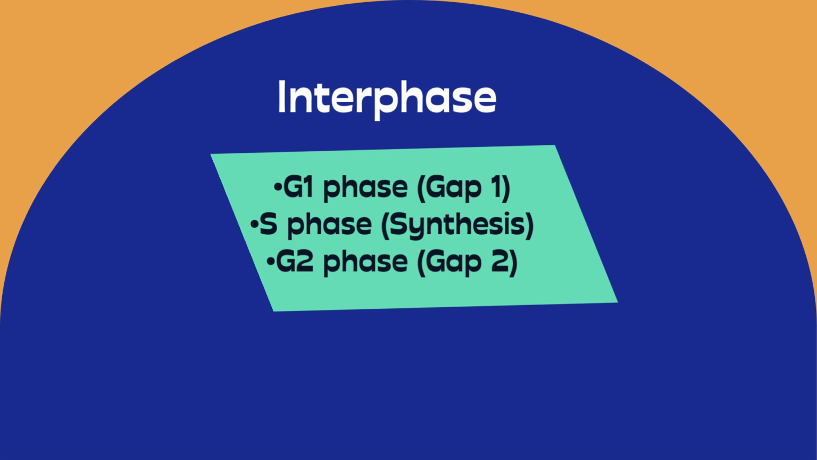It has three parts. What is G1? What is gap 1? In gap 1, the cell grows bigger and makes proteins. In S phase, in synthesis phase, the cell copies its DNA, so each new cell will have the same DNA. In G2, the cell grows some more and prepares to divide.